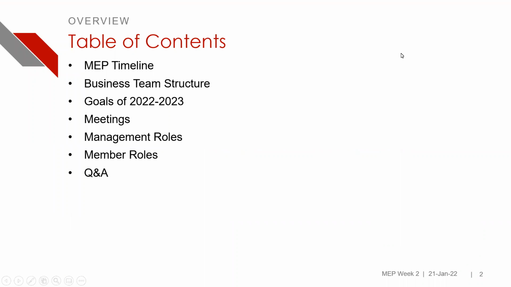So this is what we'll be going over today. We'll be talking about the MEP timeline. We'll do a business team structure overview. We'll do the goals of 2022-2023. We'll talk about meetings. We'll then discuss management roles, member roles, and then go into Q&A.